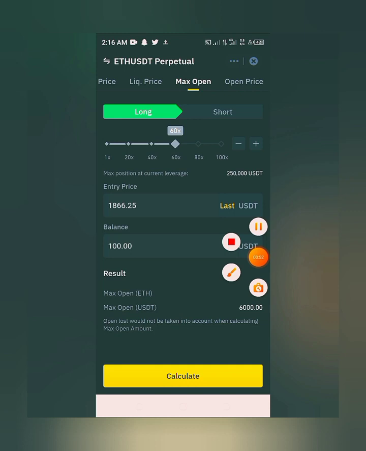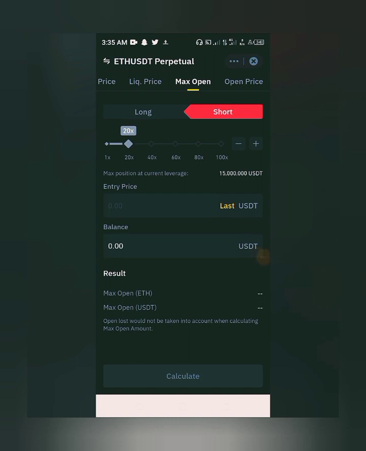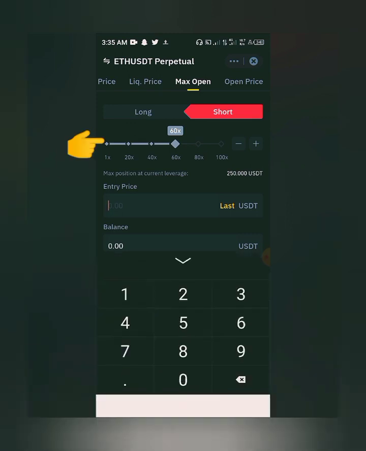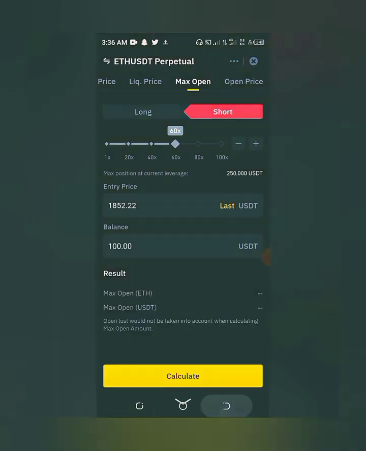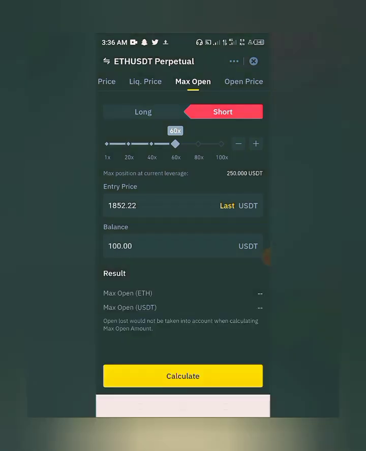I hope you understand. Okay, now let's short. Let me just say let's sell. Here it's just the same process. Just apply your leverage, but here I'll be using my 60x leverage. Then input your price, then input your balance. Let me just use 100 USDT. Once you input your balance, the next step is just to click on calculate. The same simple process. So we are having 60,000 USDT here.